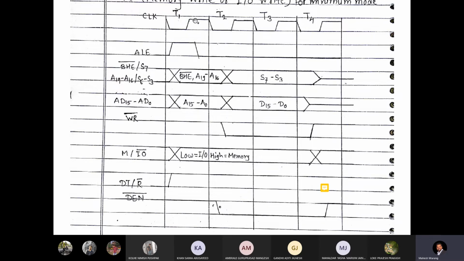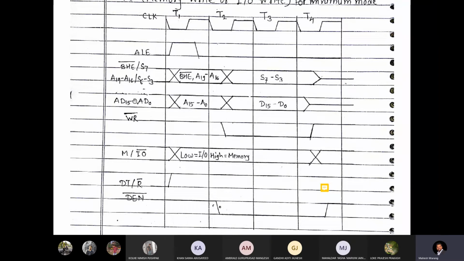So here we required 4 T-states to complete this particular operation; we are seeing the memory write operation. Just understand this properly, then the rest of the three you have to do by yourself. Okay, let's see now. Here we have T1, T2, T3, T4, so we require 4 T-states.